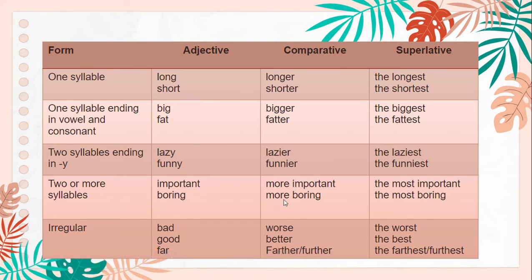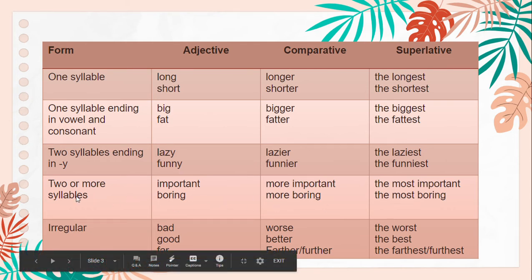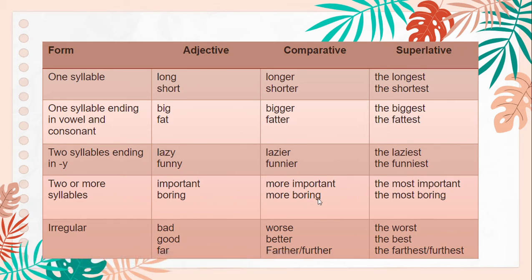Okay, two or more syllables, important, boring. Okay, what do I have to do? As you can see in this case, I cannot use the ending ER or the ending EST anymore. I have to add the word more for comparative and the most for superlatives because now my adjective is two or more syllables. Okay? So I would say more important, more boring, the most important, the most boring.